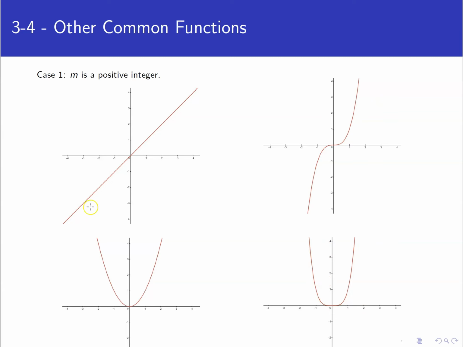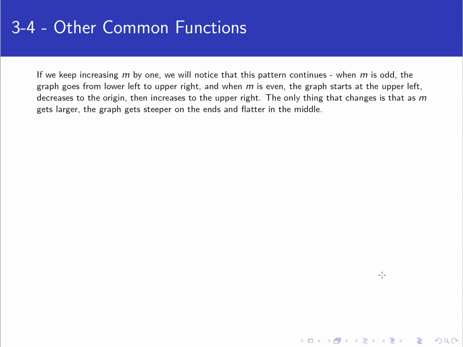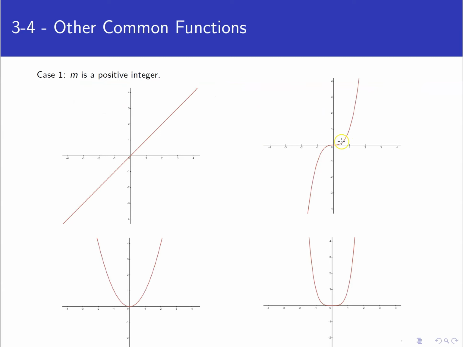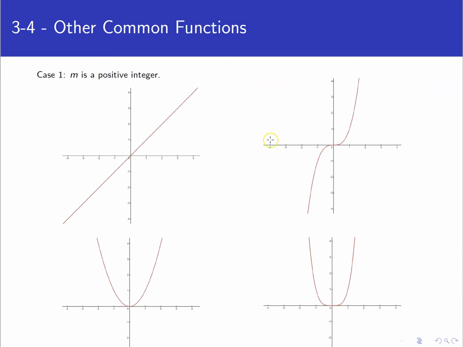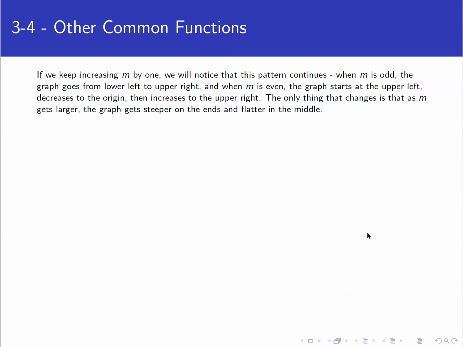Notice, in this case, the m's are odd in the first row. Here the m's are even in the second row. And if we keep increasing m by 1 each time, the pattern continues. When the m is odd, let me go back to the previous slide. When the m is odd, the graph is going to go from lower left to upper right. The only thing that's going to change is what's going on in the middle. Notice here, there wasn't any flatness at all. This is now flat at 0. It'll get even flatter if we did x to the 5th. It'll get even flatter if we did x to the 7th, and so on.